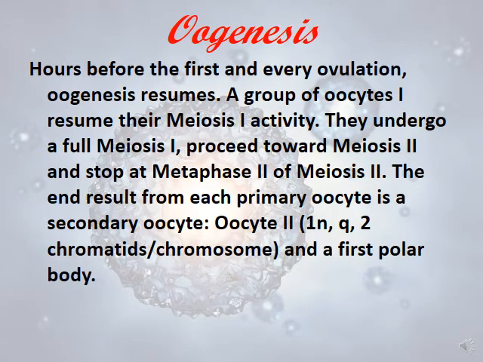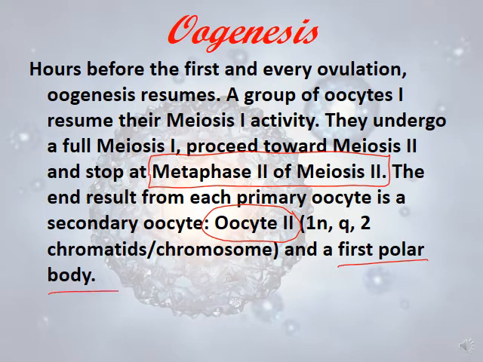Hours before the first and every ovulation, oogenesis will resume, where a group of oocytes 1 will resume their meiosis 1 activity since they were blocked. They undergo a full meiosis 1. They complete prophase, metaphase, anaphase, and telophase 1. Then they proceed toward meiosis 2, the equational division, and they stop at metaphase 2 of meiosis 2. The result from each primary oocyte is a secondary oocyte. The secondary oocyte is called oocyte 2, 1N, 1q, 2 chromatids per chromosome, and the first polar body is going to be released.